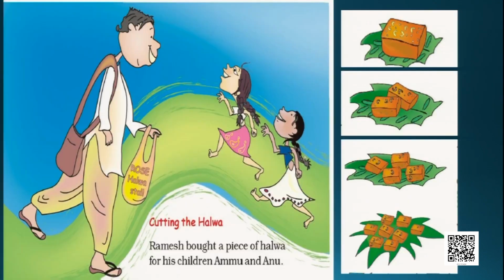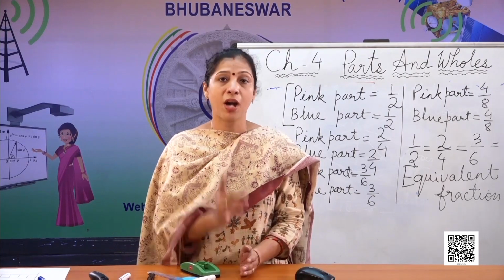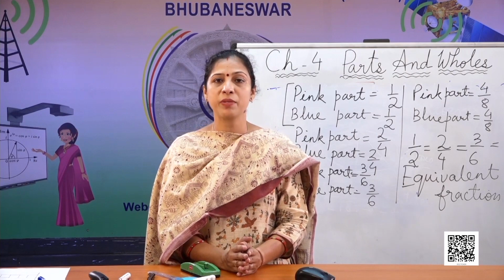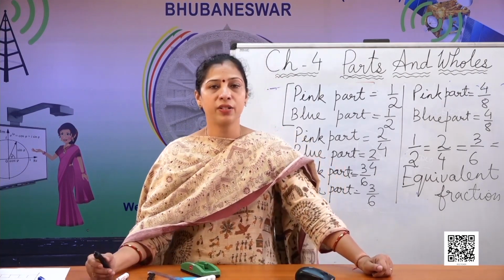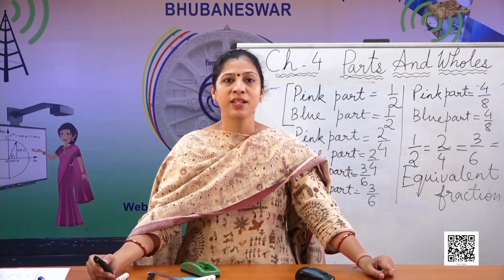So, for that, let's count first. This is the total number of pieces which Ramesh has divided. What are the total number of pieces? 1, 2, 3, 4, 5, 6, 7, 8. 8 pieces are there. So, if he divides 8 into 2 equal parts, how many pieces will each part be? Each part will be 4 pieces. So, each will get, Ammu and Annu. Ammu will get 4 pieces. Annu will also get 4 pieces.